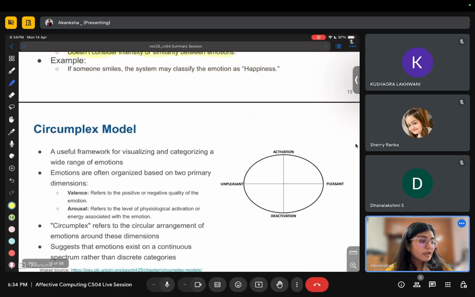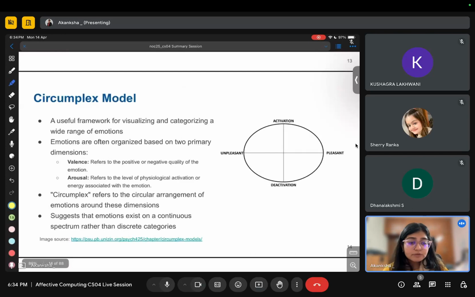Okay, then the dimensional model. It is very useful to visualize and categorize a wide range of emotions, based on two primary dimensions. First is valence and arousal. Valence is the positivity or negativity of the emotion, right? And arousal refers to the physiological activation. So basically, when you are feeling anxious, your heart rate is increased, right? So you are aroused. But if you are in a relaxed state, your heart rate is slightly lower, right? So your body is calm. So you can say that this is a low arousal state or sleepiness state.